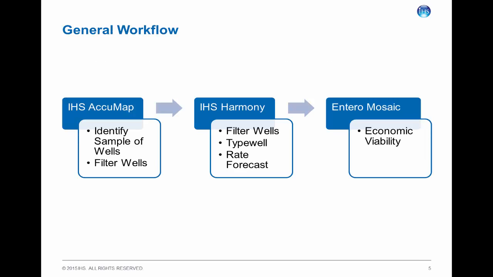The general workflow that we're going to be going through is we're going to start off in IHS AccuMap. We're going to identify a sample of wells and filter those wells down. We'll take that information into IHS Harmony and do some further filtering, generating a type well and a rate forecast, and then that information we can take into Entero Mosaic and determine the economic viability of the project.